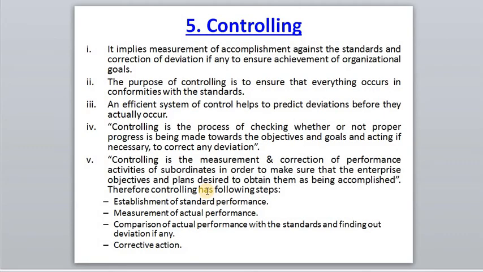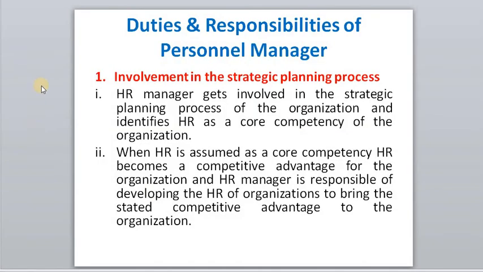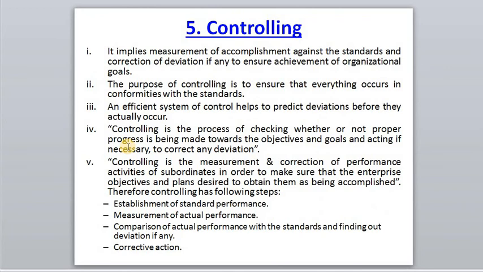Next important point is controlling. The controlling aspect is again important, related with the principles of management. It implies measurement of accomplishment against the standards and correction of deviations, if any, to ensure achievement of the organizational goals. So we have to achieve the goals, but we have to maintain the standards.